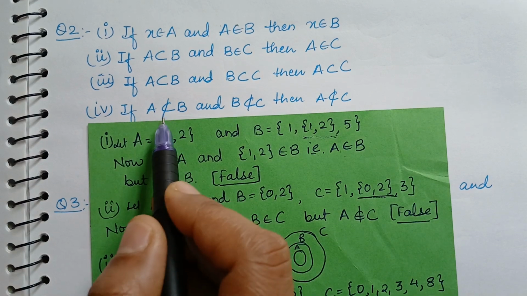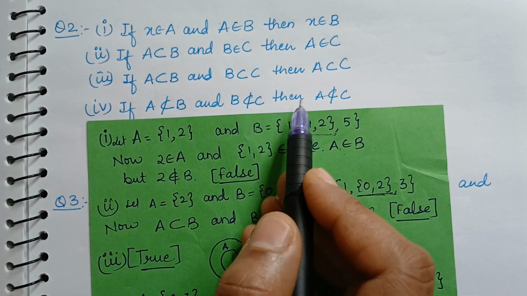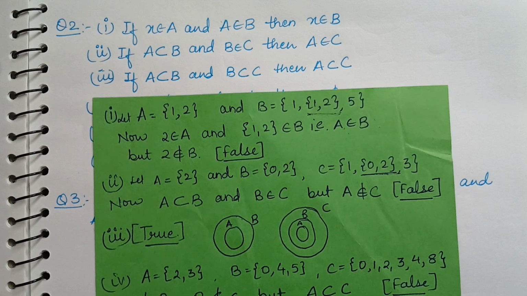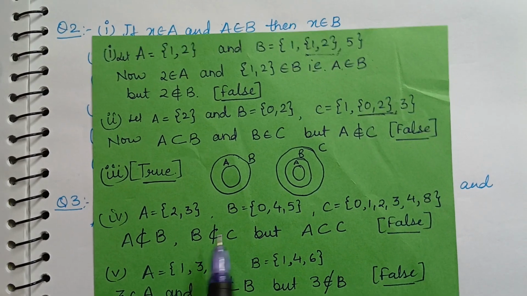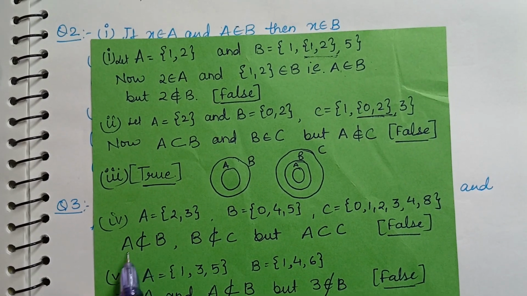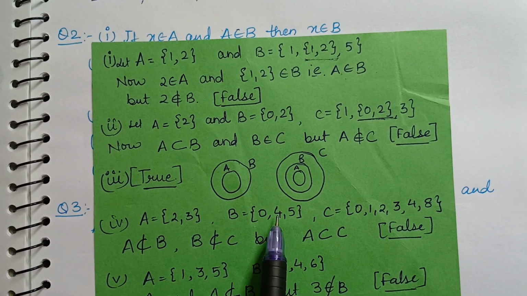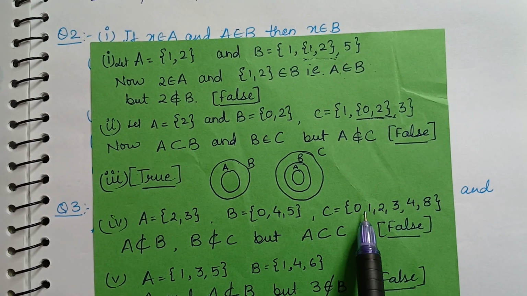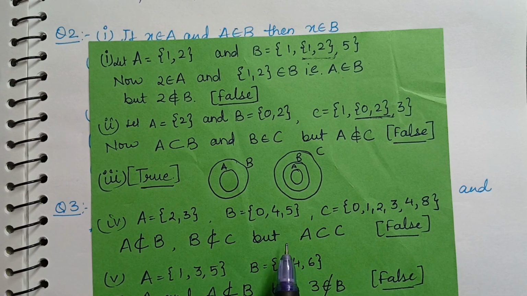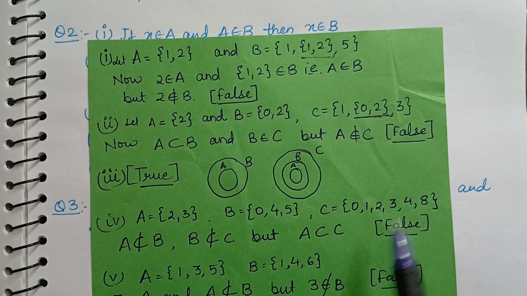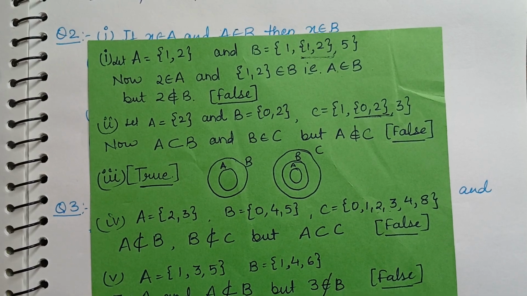Now if A is not contained in B and B is not contained in C, then A is also not contained in C. Yes, this is false. Let us check how. Here we can see that A is not contained in B. A is 2, 3 and B is 0, 4, 5. A is not contained in B and B is also not contained in C. But A is contained in C. We can see that 2, 3 is there in C. So this statement is false. It doesn't mean that A also should not be contained in C.